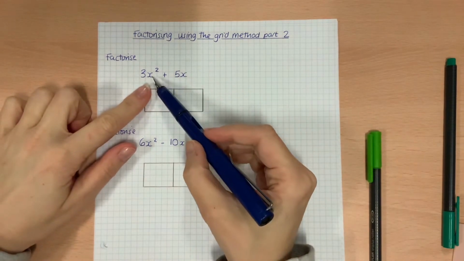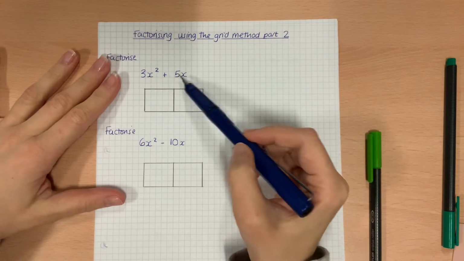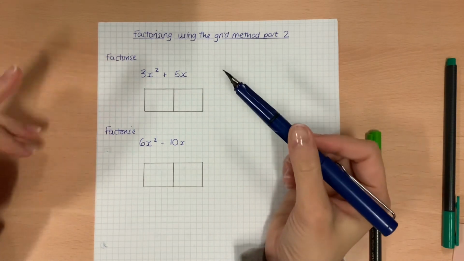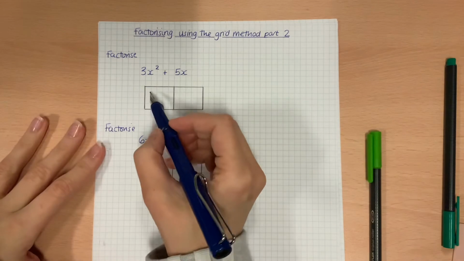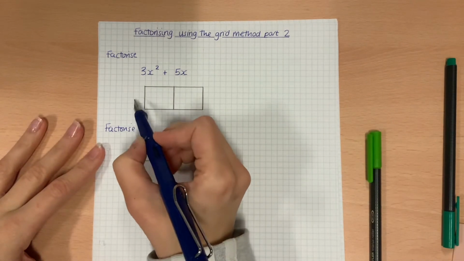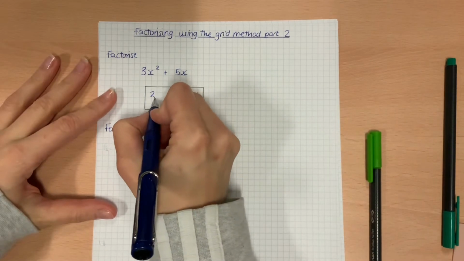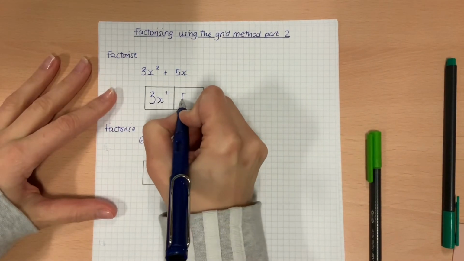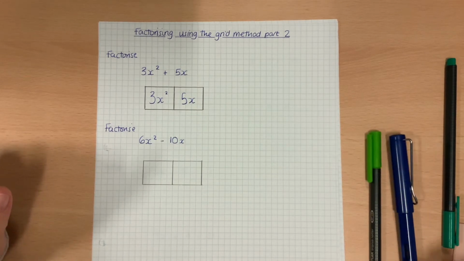This time we might have a number that goes into them both, but we've also got a letter that's common in both parts. So we're going to set it up in exactly the same way as we did on Friday. You put your answer in the box and we've got to work out what went around the outside. We've got 3x squared here and we've got 5x here.